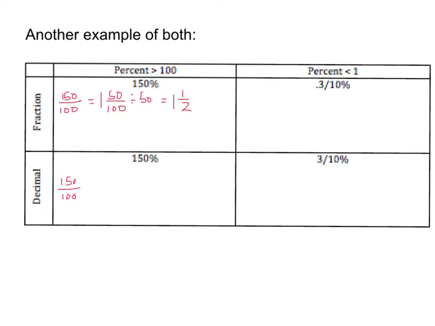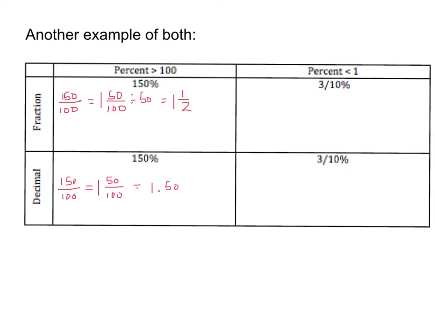Now for the decimal equivalent, again, I start with 150 over 100 because we know percents are always out of 100. I like to change it to a mixed number, so I will get 1 and 50 over 100. Now, using my knowledge of place value, I'm going to say, okay, that is 1 whole, and then 50 in the hundredths place value.